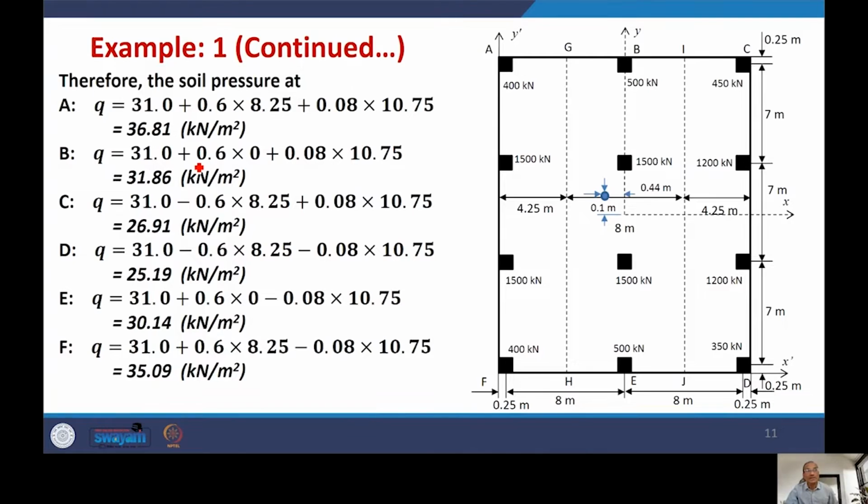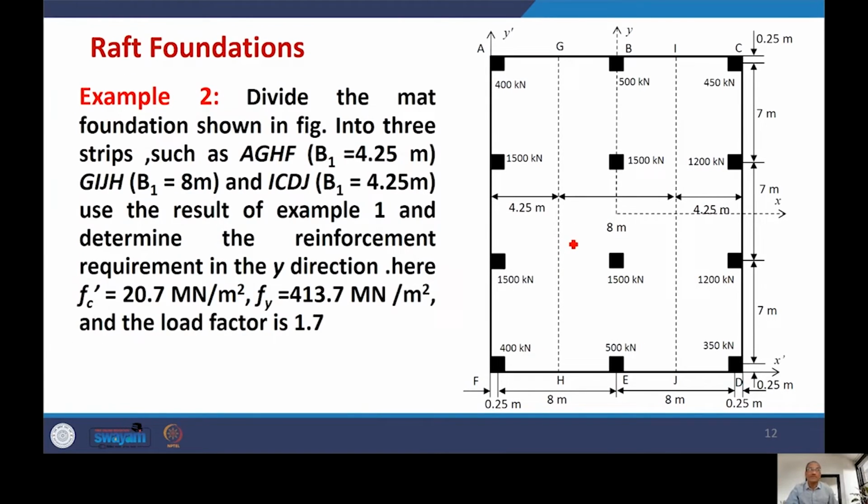Now continue with that. This example gave you the soil pressure at A, B, C, D, E, F. So this way we are able to calculate the value of soil pressure. Now the second example: once we calculated the soil pressure at A, B, C, it has been asked to divide this mat foundation, the same foundation, into 3 strips.